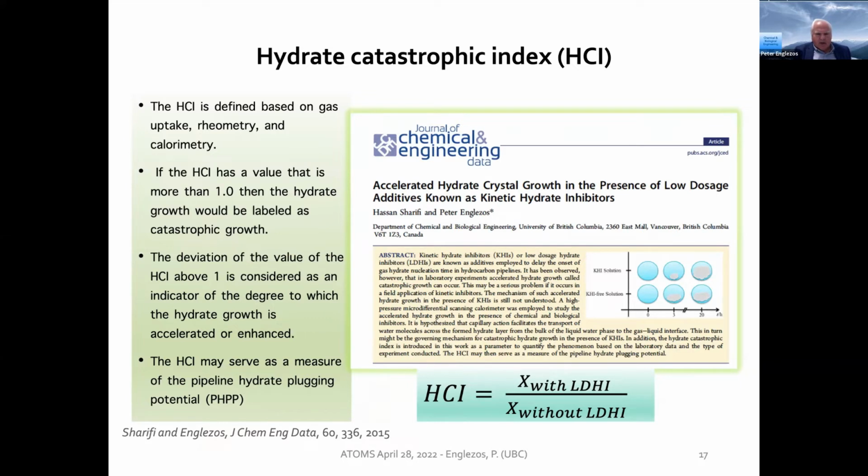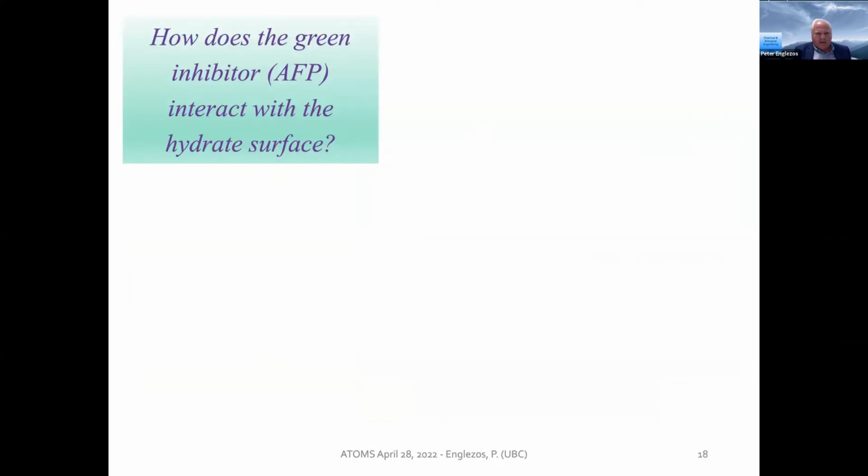The other question we had to ask is, what is the mechanism by which these AFPs really interact with the hydrate surface? We know that they give fish or other organisms the opportunity to survive harsh winters by blocking ice crystal growth and preventing cellular damage. And then the question is, how do they interact with the hydrate?